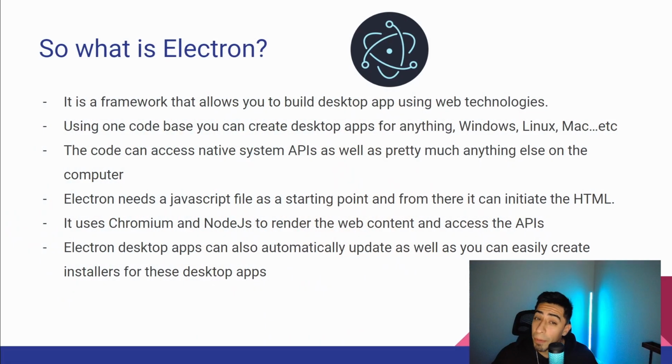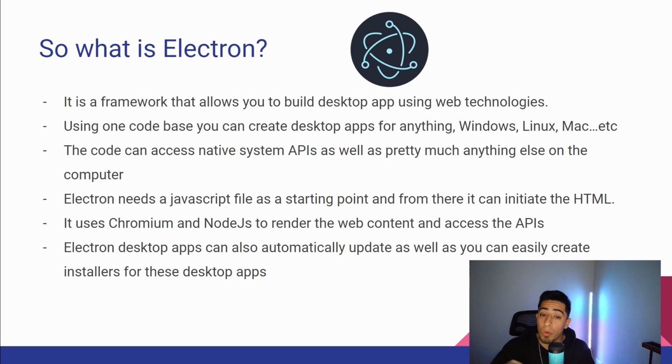So before we jump into the project, I just want to explain a little bit more what Electron is, so you guys have a better knowledge of the tool that we're using. It's a framework that allows you to build desktop apps using web technologies. You use only one code base and you can create desktop apps for pretty much anything: Windows, Linux, Mac, etc. The code can access native system APIs as well as pretty much anything else on the computer. Electron does need a JavaScript file as a starting point, and from there it can initialize the HTML and the application, and we will see that when we actually get to the project.